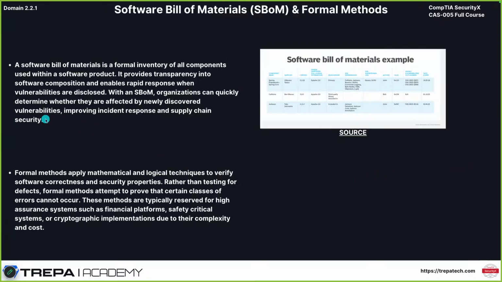And the last thing we're going to talk about here is an SBOM and formal methods. So this is kind of like getting into procurement and understanding when we get software and deal with vendors. A software bill of materials is a formal inventory of all components used within a software product. I'm going to leave it at that. It helps us with our asset inventory. We can build it ourselves, or we usually request one from the vendor as well.